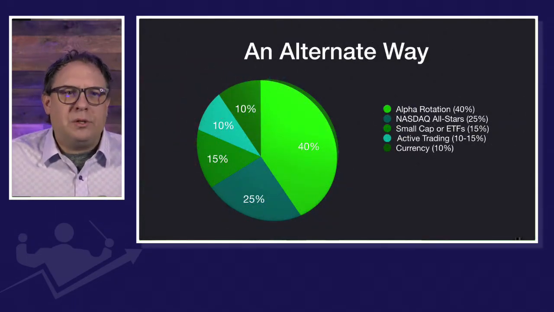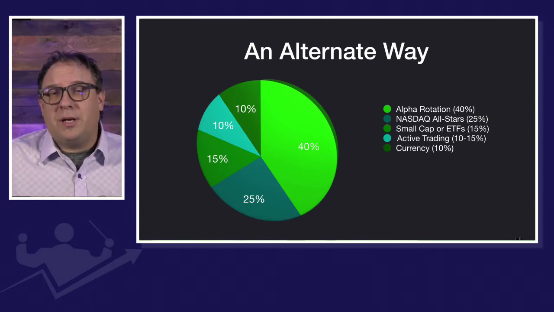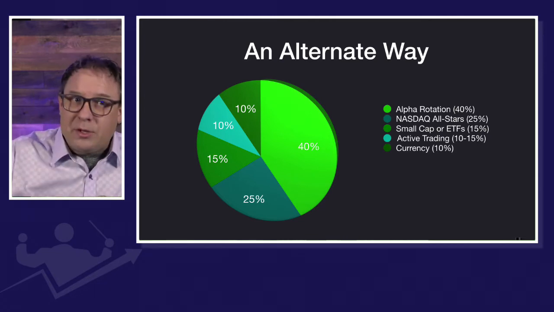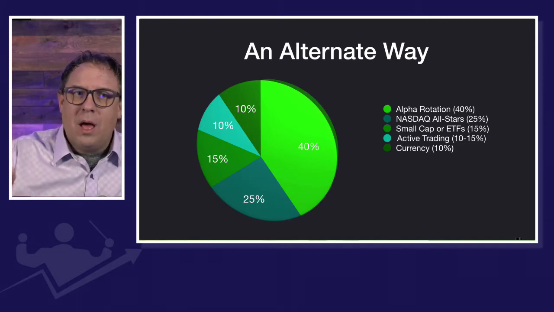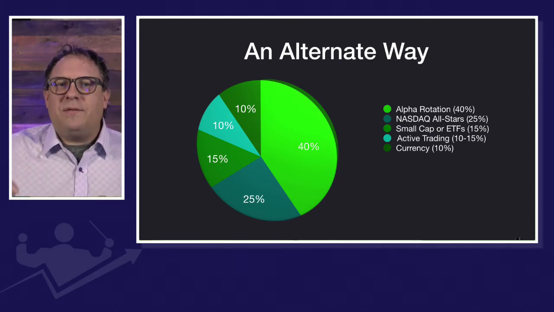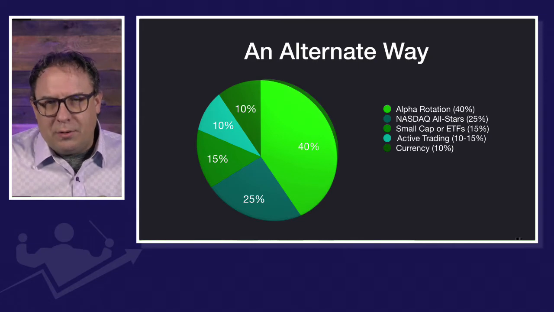Still taking the same tools, basically. We're going to do maybe 40% in the alpha rotation, 25% in NASDAQ, 15% in either small cap or the ETFs, 10 to 15, maybe 20% in your active trading. Okay, so I'm sticking with that number, but I'm moving about 10% over to currency. And I'm specifically thinking, when I talk about currency, I'm really talking about cryptocurrency.